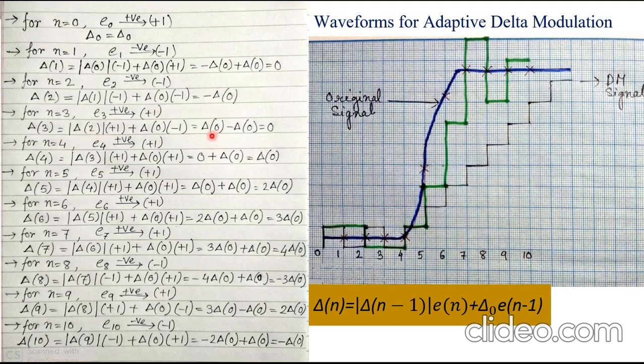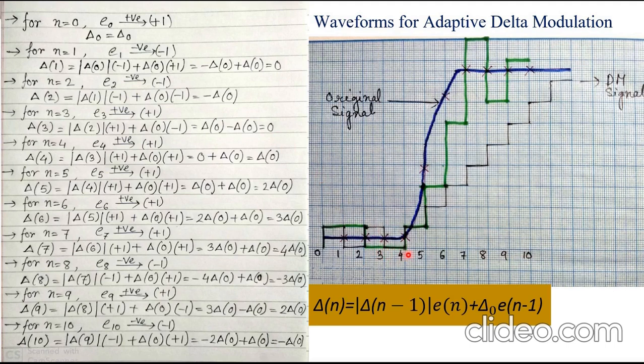So it will be delta 0 minus delta 0. So the value will be 0. Okay. So this is not having any step size because the result is 0. So again this is reaching over here. Okay.